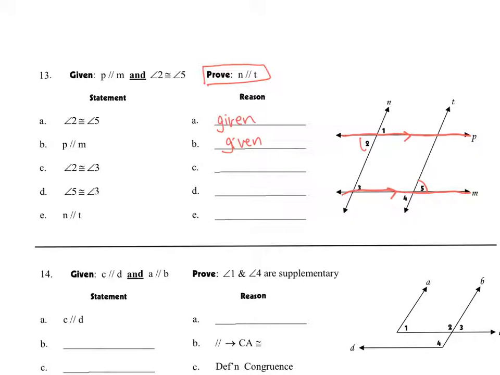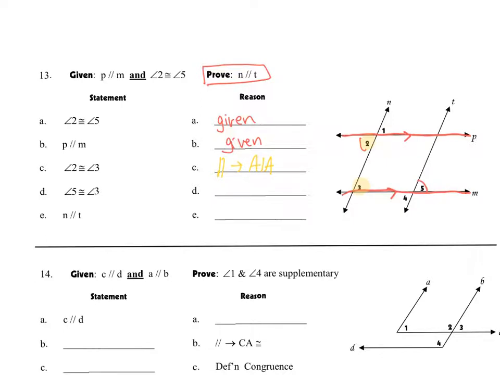If we take a look at what's next here, we have angle 2 congruent to angle 3. If we look at where that's located, there's angle 2 and there is angle 3. And if we look at where that is located along this transversal N, what we have are alternate interior angles. And so our reasoning behind that is that parallel lines imply that we have alternate interior angles that are congruent.